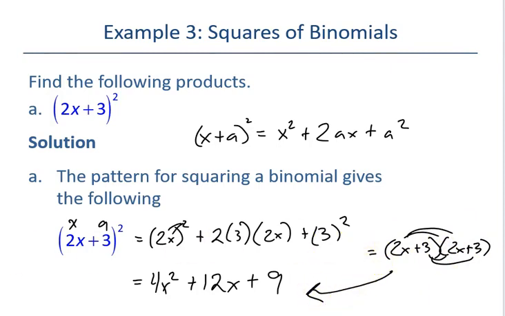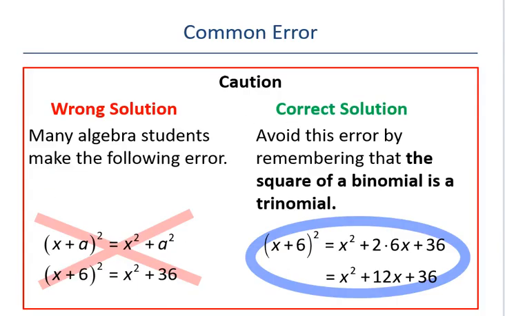Okay? Just one common error that you're going to see people make, though, is many algebra students make the following error. Notice what they do. They take this square and then they just jump it inside here. You can't do that. Okay? Avoid this error by remembering that the square of a binomial is a trinomial. Okay? Because look, you were prevented from distributing this power of 2 in there because of this operator of a plus or a minus. So you can't do that.